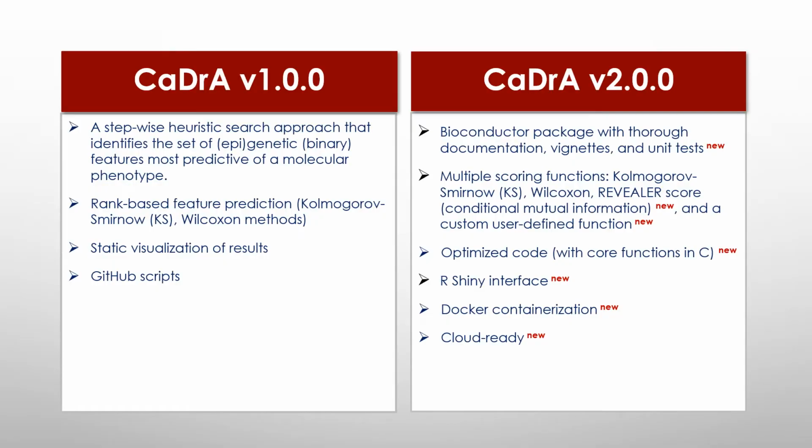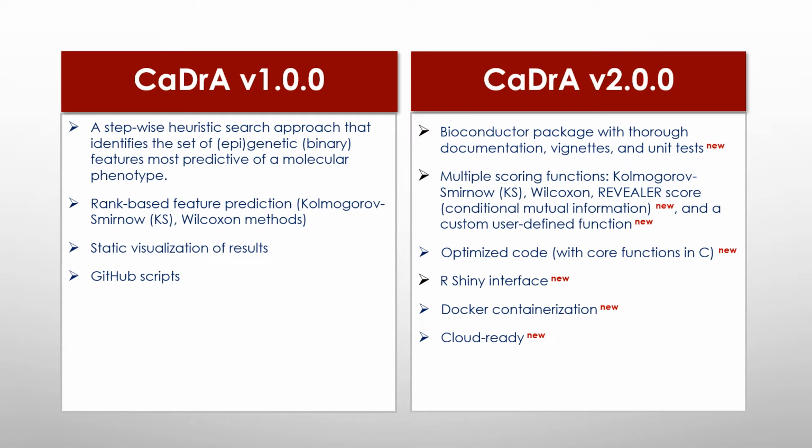There are 2 versions of CaDrA. The first implementation of CaDrA only supports rank-based scoring functions based on the Kolmogorov-Smirnov test or the Wilcoxon test. It was only available as a set of scripts, downloadable from GitHub with minimal documentation, no QA or Bioconductor compliance structure, and the dependencies had to be independently resolved and installed before one could install and use the package. And so we developed a new version of CaDrA, CaDrA 2.